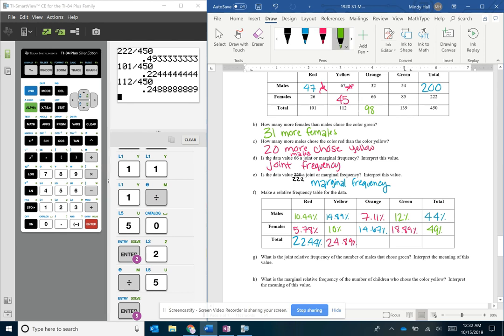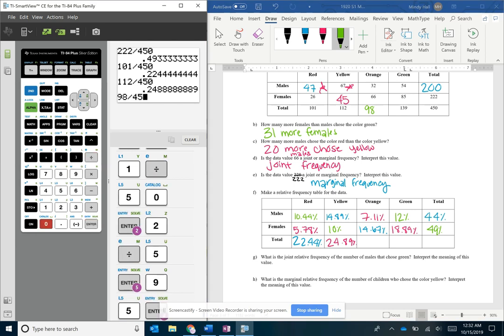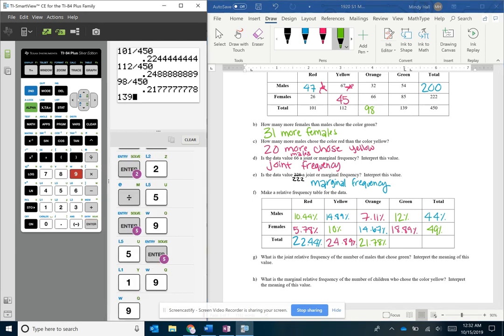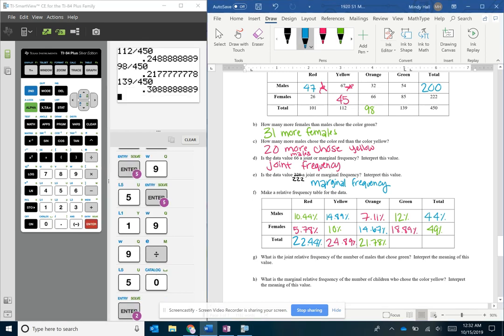Then we have 98 divided by 450. And that is 21.78. And then we have 139 divided by 450, which gives us 30.89. Of course, Microsoft would change color. And then last but not least, this one would just be 100%. And I know the numbers are messed up in the total columns here, so don't worry about it too much.